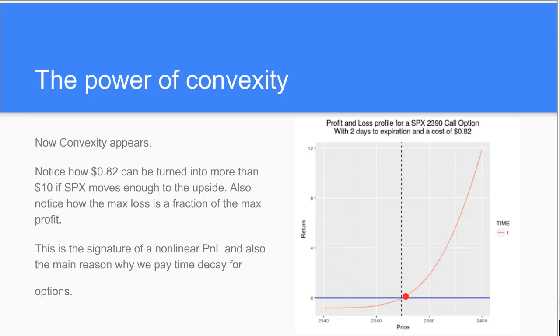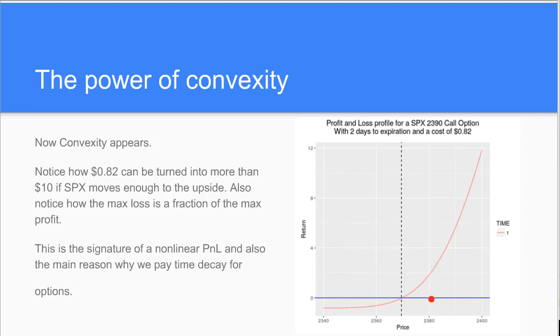And notice this, the profits don't go up in a linear manner. It's not that for every point that the market goes up, my profits go up a certain amount. No. Notice how the profits accelerate. Gigantic. There is a point, for instance, at 2,400 where the profit was $12 when the cost is only 0.82. This is a massive profit. It's a tremendous, gigantic profit.